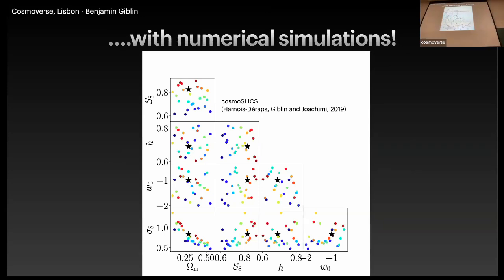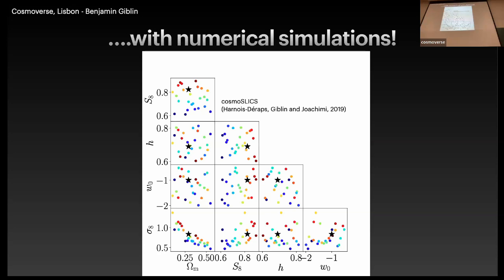So here are the input cosmological parameters for a suite of simulations called CosmoVerse that I co-developed with Joachim Harnois-Déraps and Benjamin Joachimi a few years ago. These simulations vary in omega m, S8, where S8 is the combination of omega m and sigma 8, the Hubble parameter, and the dark energy equation of state parameter.